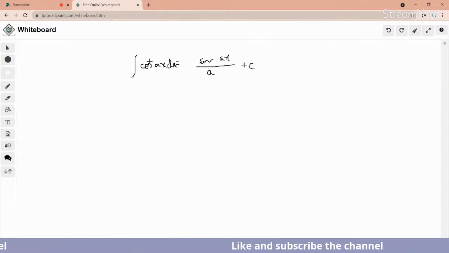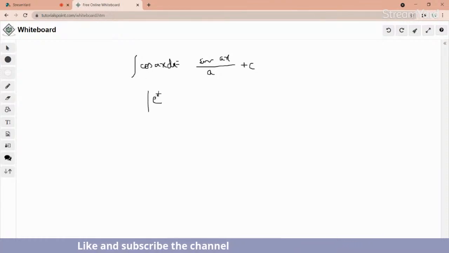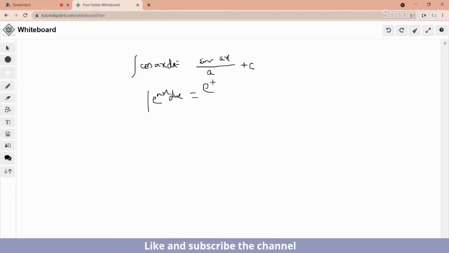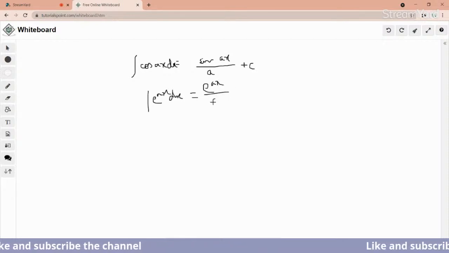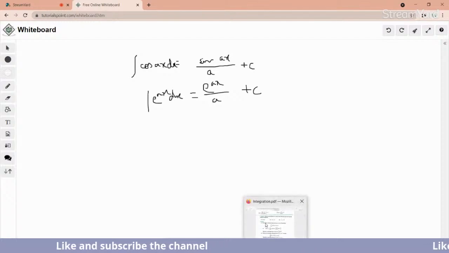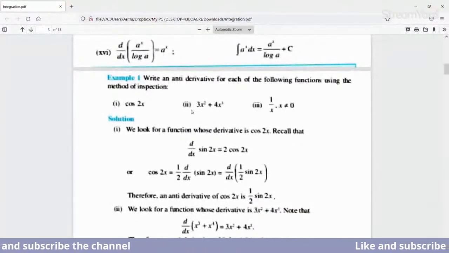If it comes e to the power ax dx, then what will be the answer? It will be the same, e to the power ax only, and just a will come again in the denominator, plus c, which is a must. If you don't give this plus c, you will get a big zero. So let's go to the next one.